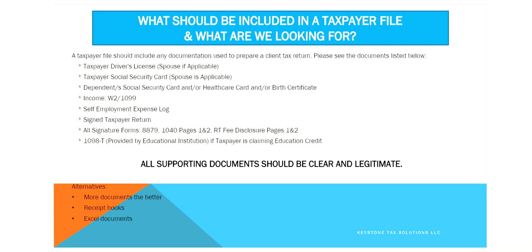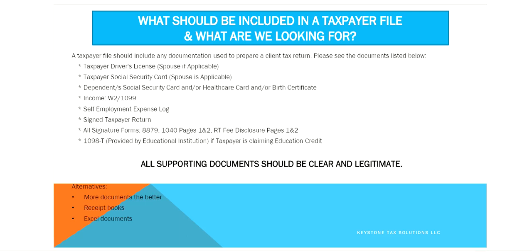A taxpayer file is basically the documents that you use to prepare your client's return. A taxpayer file should include any documentation used to prepare a client tax return. Please see the documents listed below. You will have to include the taxpayer's driver's license as well as the spouse if they are filing jointly or if they're filing separately. If they're doing married filing separately, the system still asks for the spouse information, so we will need those documentations as well.